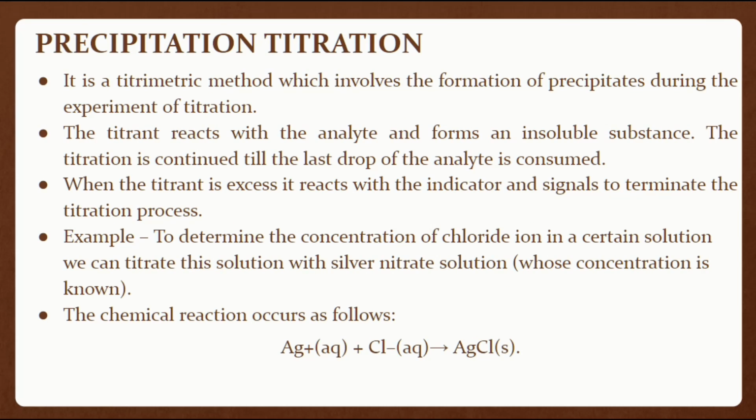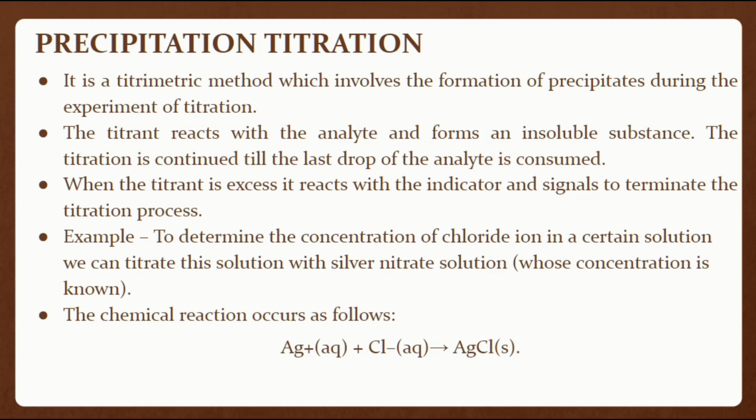Precipitation titration. It is a titrimetric method which involves the formation of precipitates during the titration. The titrant reacts with analyte and forms an insoluble substance. The titration is continued till the last drop of analyte is consumed. When the titrant is in excess, it reacts with the indicator and signals to terminate the titration process.